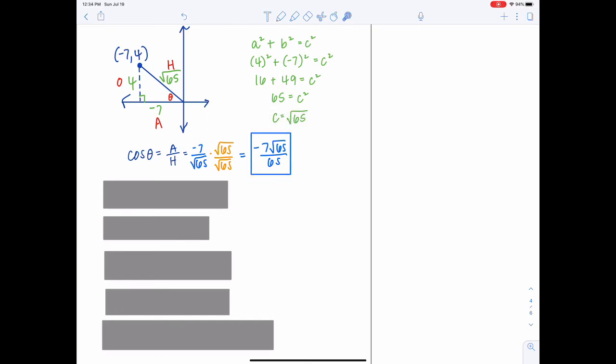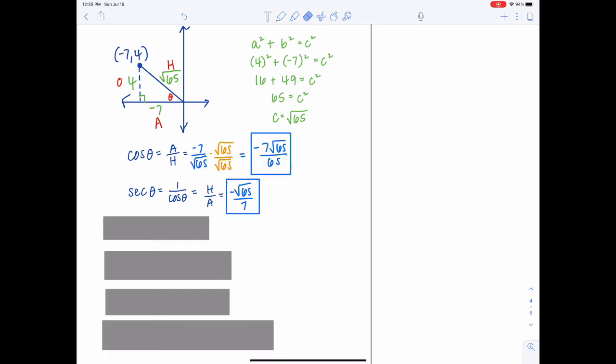Let's do the reciprocal of that now. So we're going to talk about secant. Secant is 1 over cosine, or hypotenuse over adjacent. So the hypotenuse is the square root of 65 over the adjacent side, which is -7. So I'm going to put my negative in the numerator because I can't have negatives in the denominator. And that is our answer. We don't have a square root in the denominator, so that will be our final answer there.